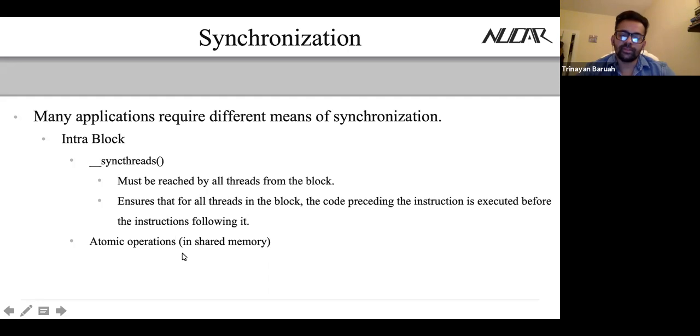Note that we mentioned specifically shared memory, because atomic operations can happen in global memory as well, and then it's not really intra-block.